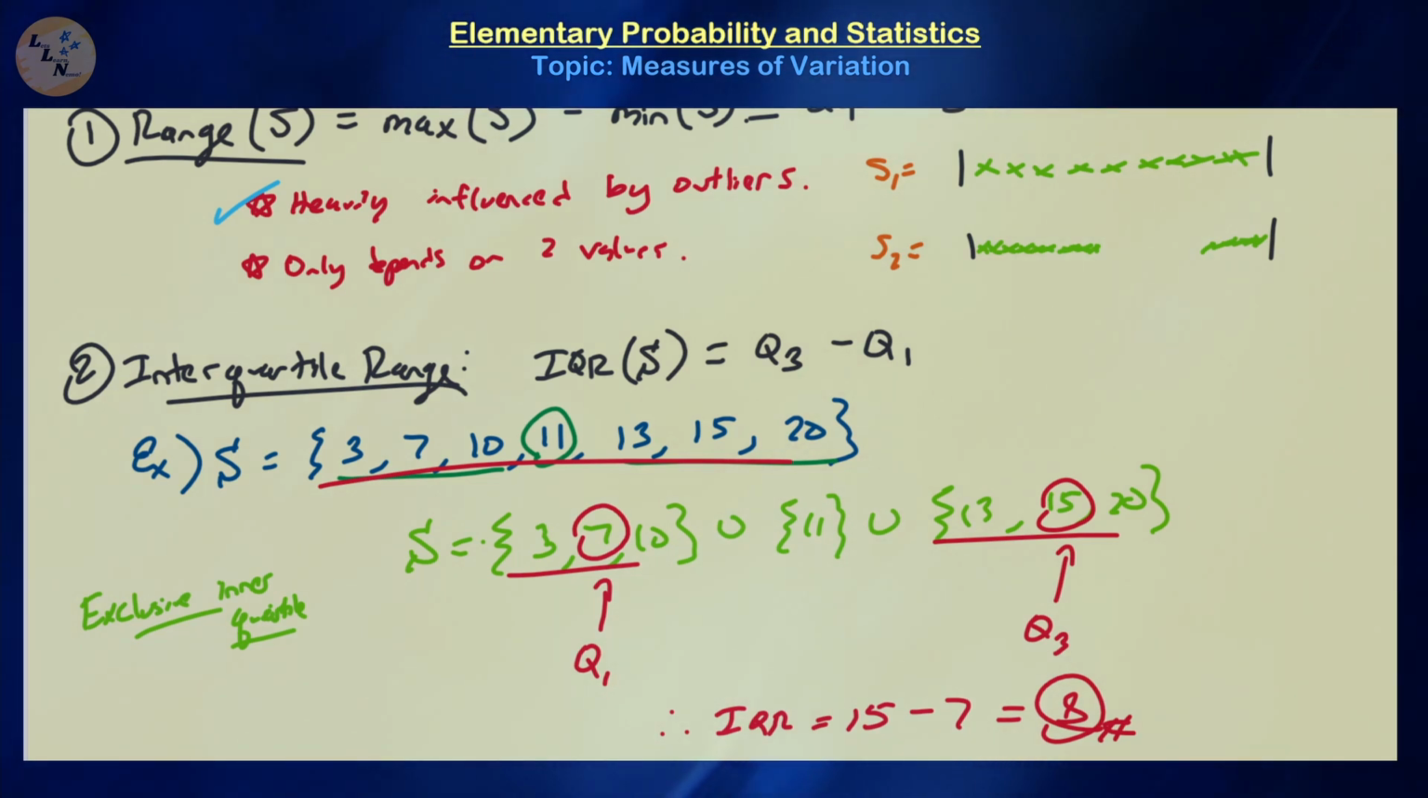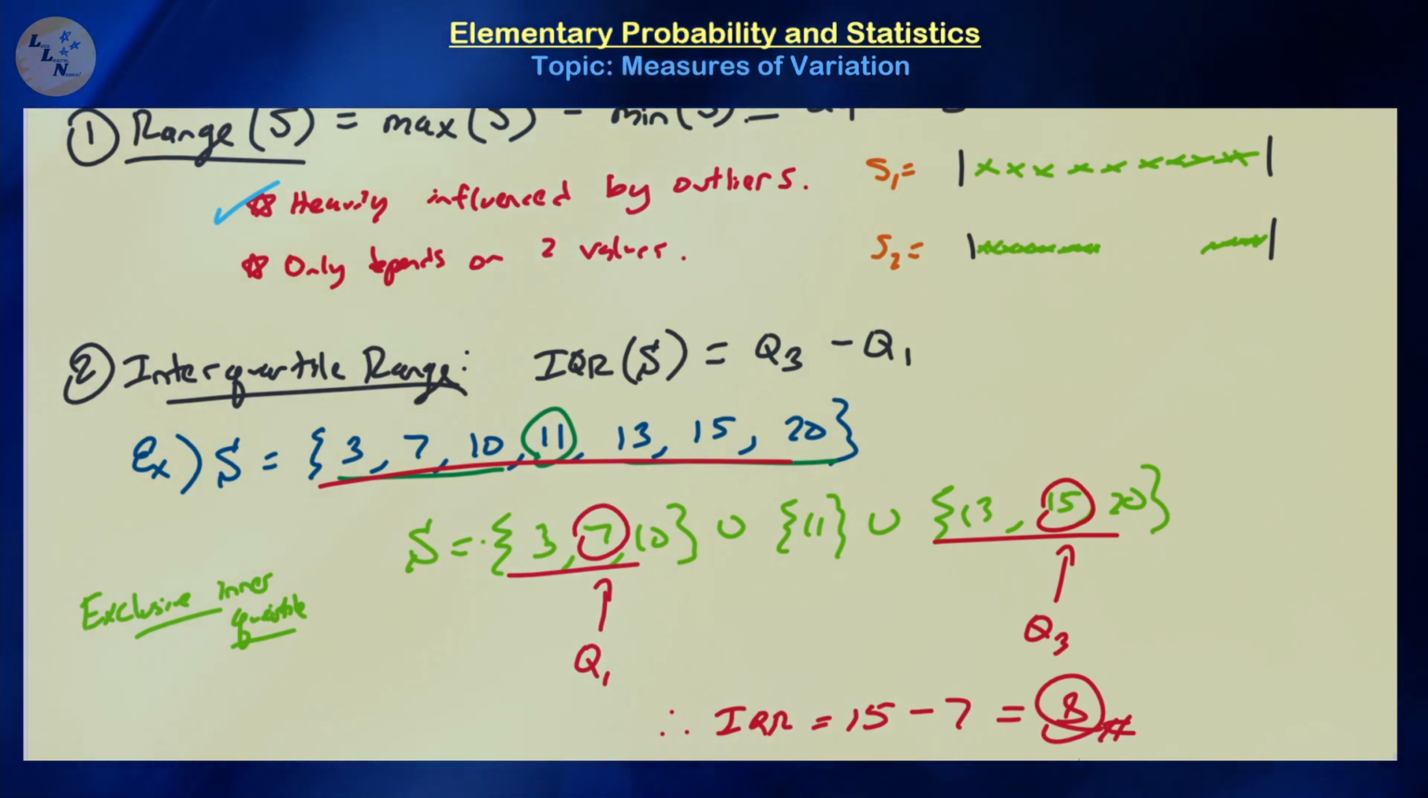Now, yes, it is fixing the outlier issue, but it still only depends on two values. So does that mean that the interquartile range is useless? It might be useless in terms of a measure of variation, but maybe, since it's not affected by outliers, it can help us determine whether a value is an outlier or not.